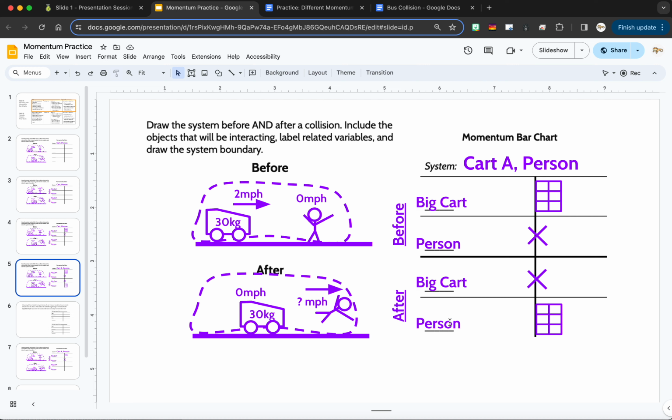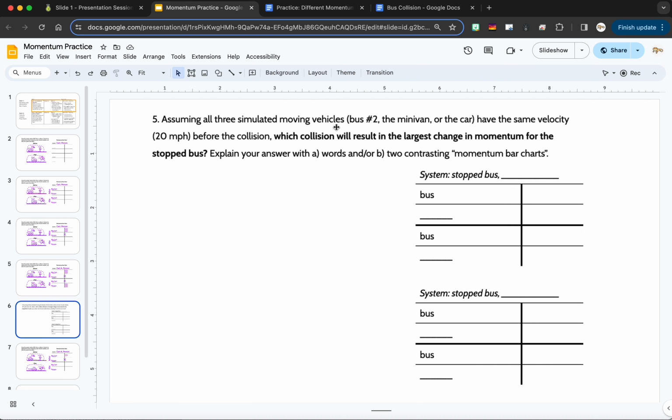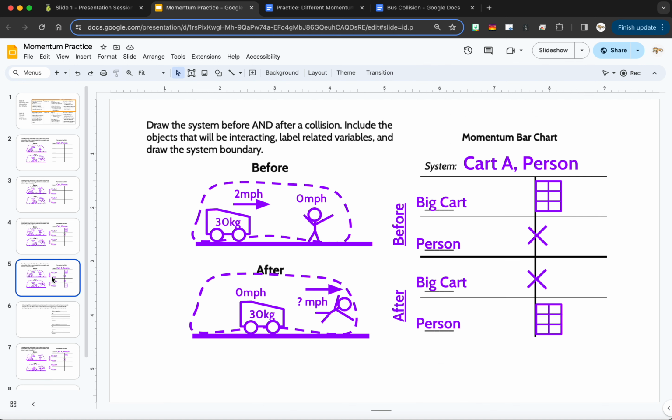So it makes sense that this big cart is going to hurt the person because it transfers so much momentum to the person. Now, I'll point out on the actual bus test, this is the actual question from the bus assessment, it says, explain your answer with words and/or two contrasting momentum bar charts. It's not enough to just show one system here. If we're trying to show that one situation is more dangerous than the other, we need to show the person getting hit by a lighter cart also, because that has a chance of showing that the person ends up getting pushed less because less momentum is transferred to them.